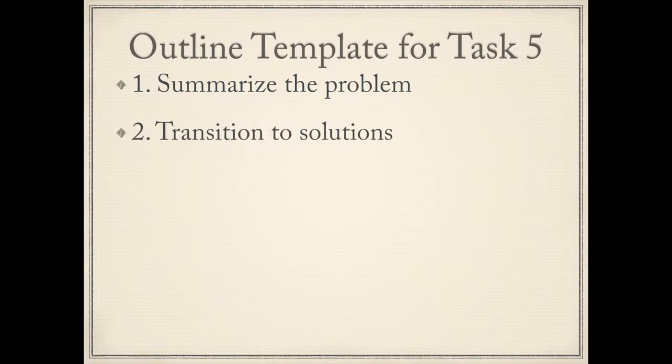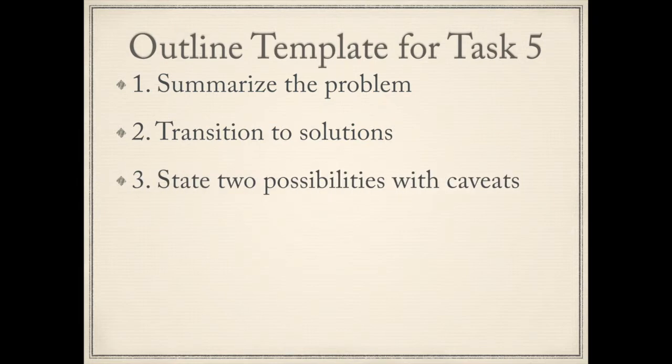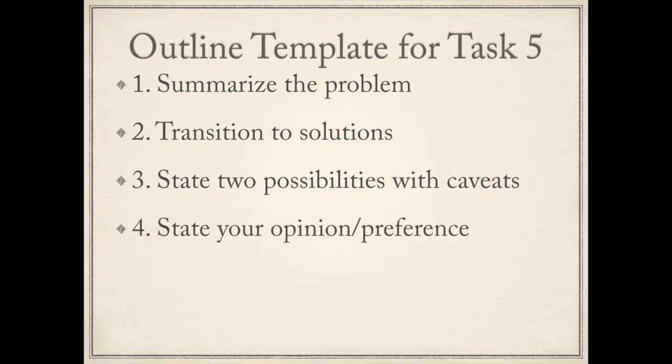Transition into the two solutions, the two possibilities, okay, and then state the two possibilities with caveats. That means give two solutions, but know that they are never perfect. It's important to be able to concede that there are pros and cons to any choice. State your own opinion and your own preference, and give two reasons to support your preference and your opinion.